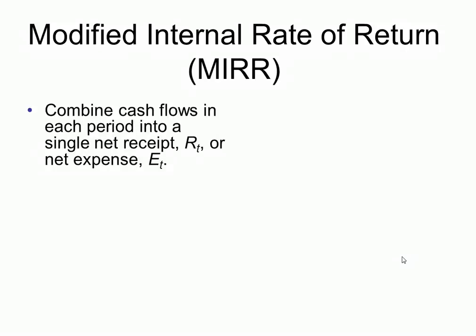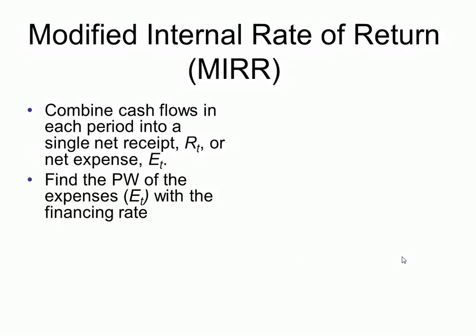To get that, we're going to combine cash flows in each period into a single net receipt, R_T, or net expense, E_T, and find the present worth of the expenses with the financing rate. So this is the equation that we would use to find the present worth of the expenses with the financing rate.